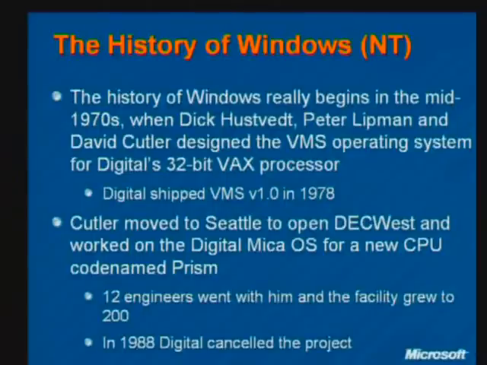Well, David Cutler moved to Seattle in the late 1980s and opened a development facility there called DECwest that was going to work on a new operating system called Mica for a new CPU codenamed Prism. And part of the work that came out of Prism actually ended up in the Alpha processor. But the project was canceled after a couple of years. So David Cutler, being somewhat discouraged, was looking around at other opportunities. And that's where Microsoft comes into play.